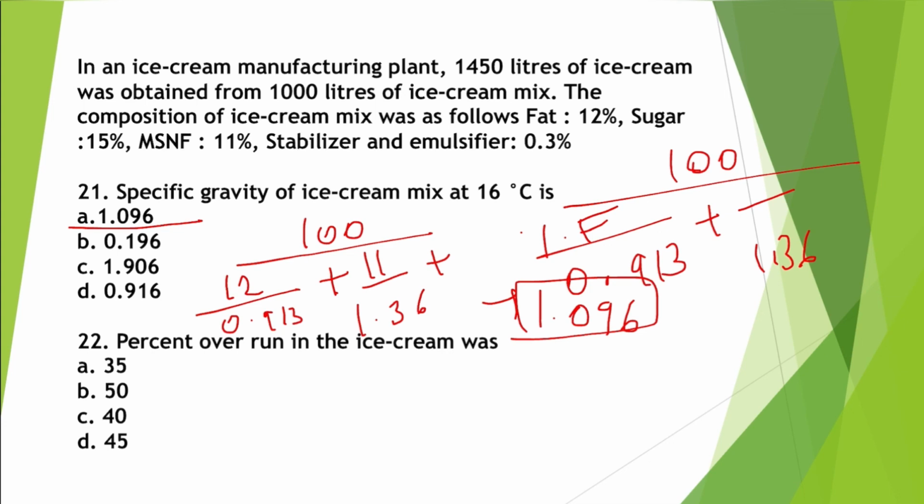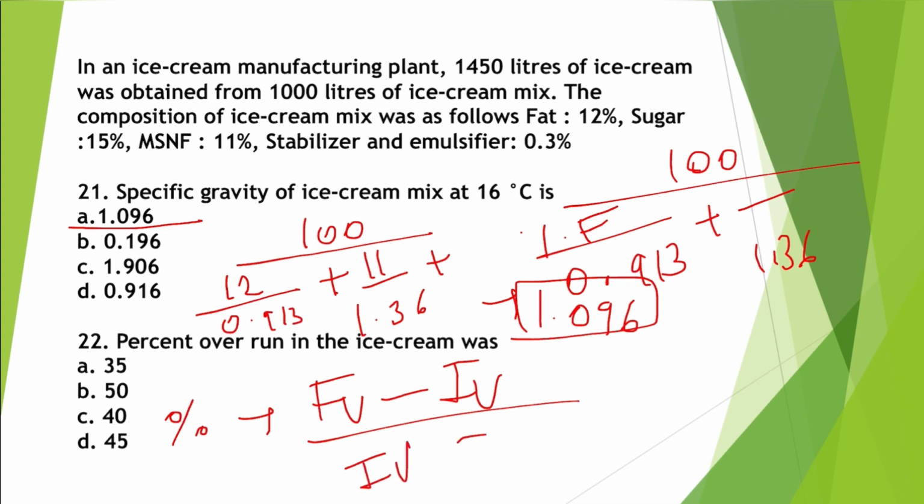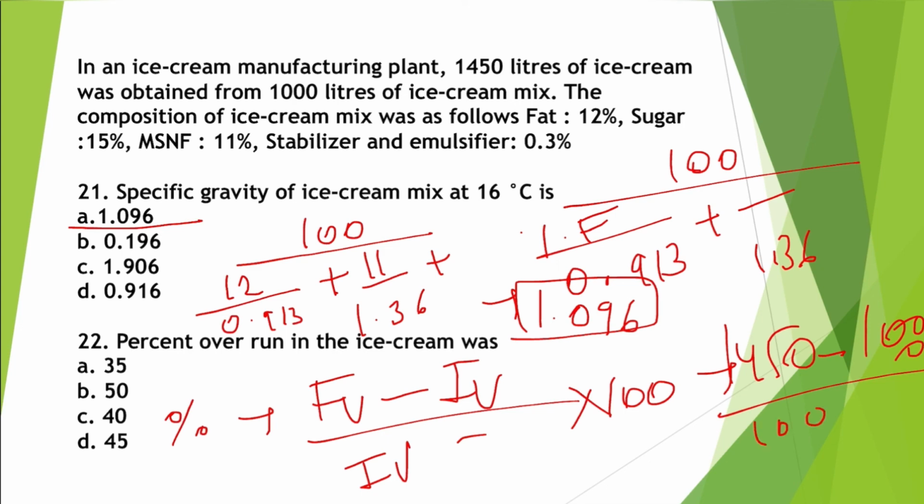Next, percentage overrun in the ice cream was. To find the percent overrun, the formula is final volume minus initial volume upon initial volume, VF minus VI upon VI into 100. The initial volume was 1000 and the final volume was 1450. Then you will get the answer, that is 45%.